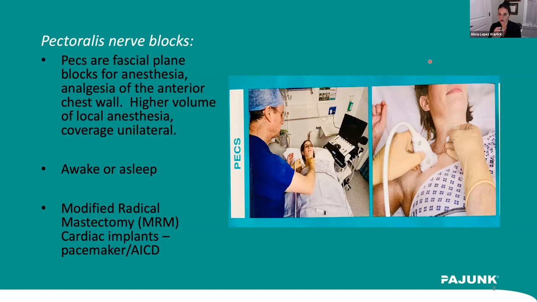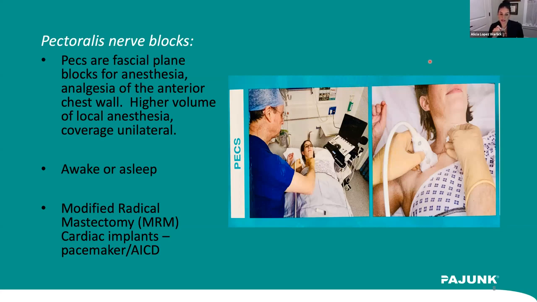No, the higher volume is the reason that we can have this spread across the fascial planes. We sort of use the fascial planes as a network or a highway to spread our local anesthesia, right? As opposed to a perineural injection where we want to place the local very closely around those nerves. This is different. You can do the pectoralis nerve block awake or asleep.